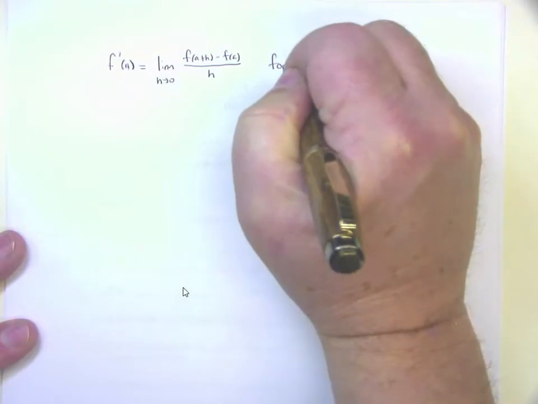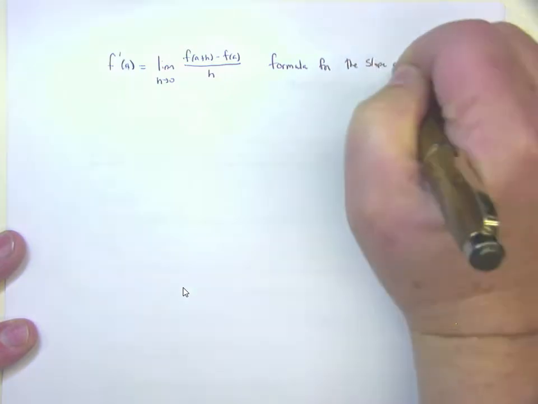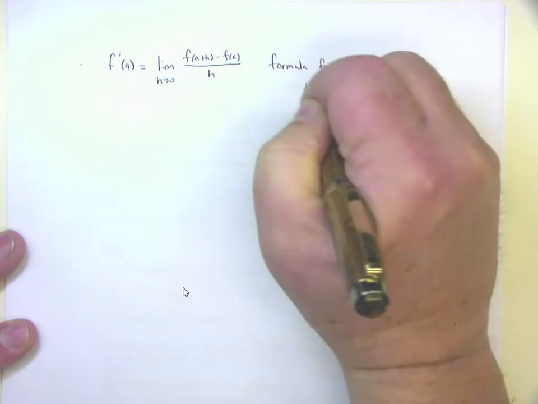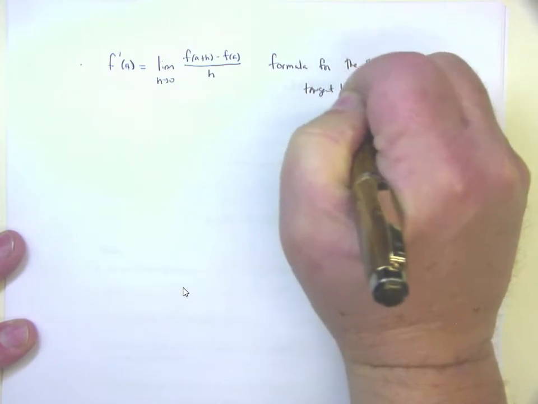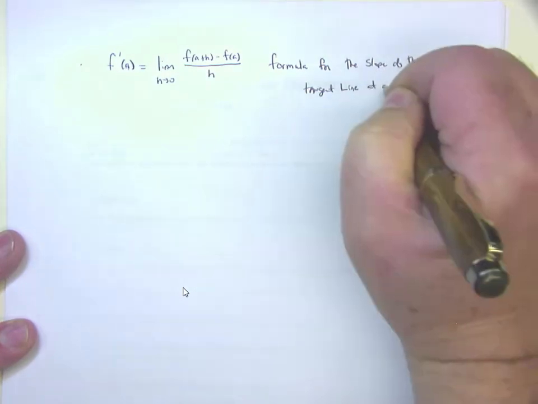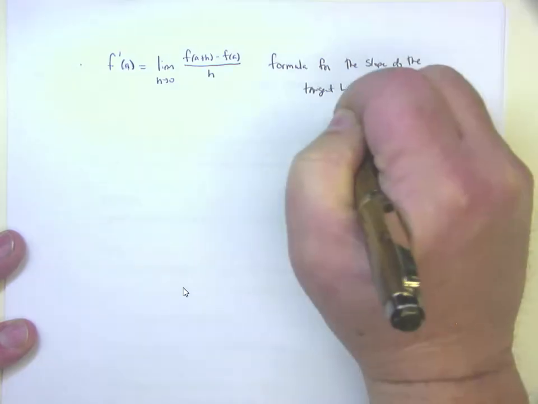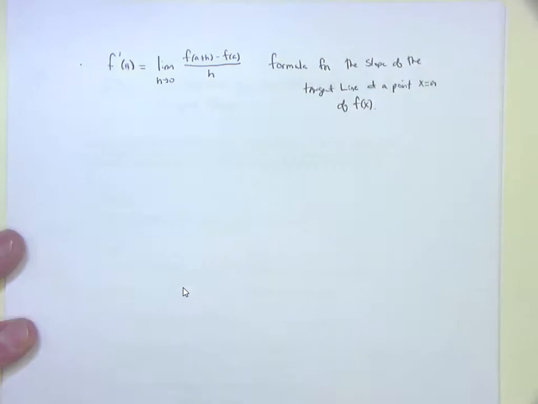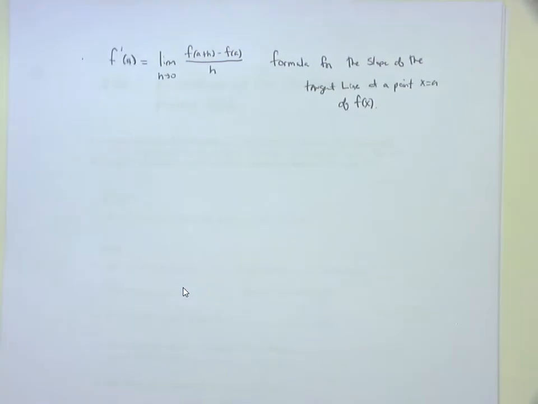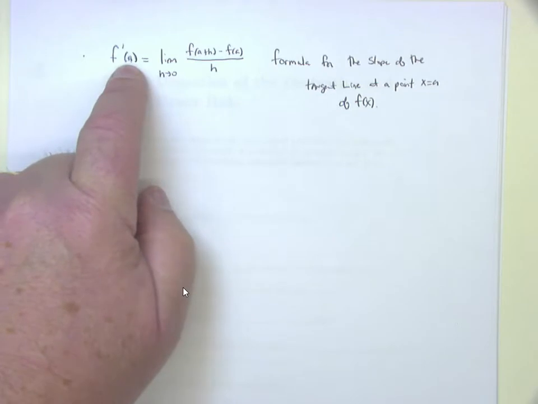Now what this is a formula for, we talked about last time. This is a formula for the slope of the tangent line at a point x equals a of some function f of x. So you've got this function f of x, and this point a you're interested in, and you want to know what the slope of the tangent line is. The slope of the tangent line is the derivative evaluated at a.